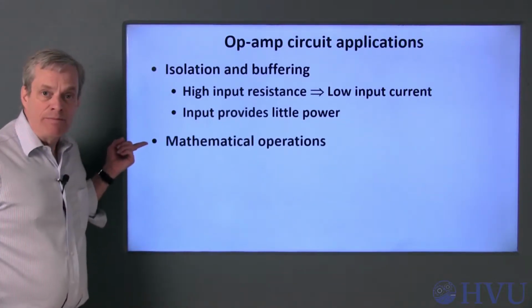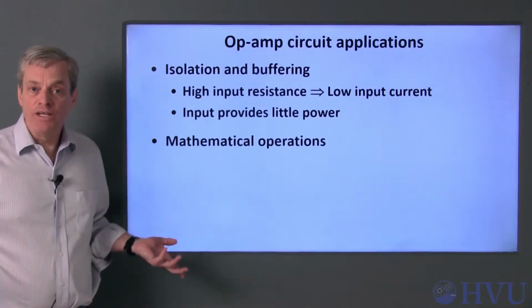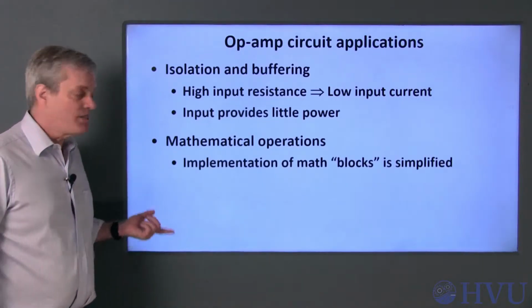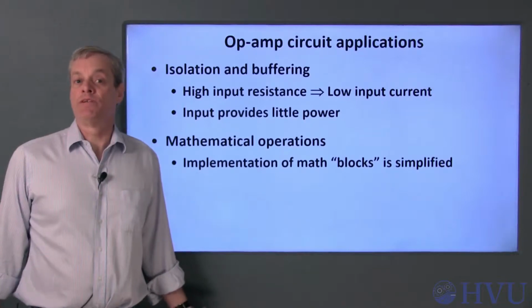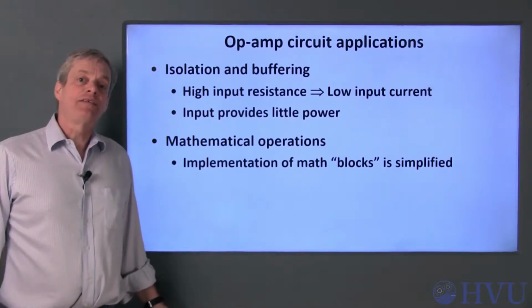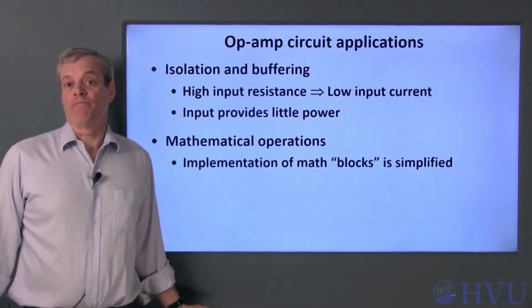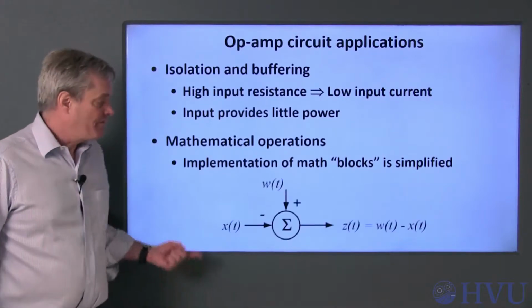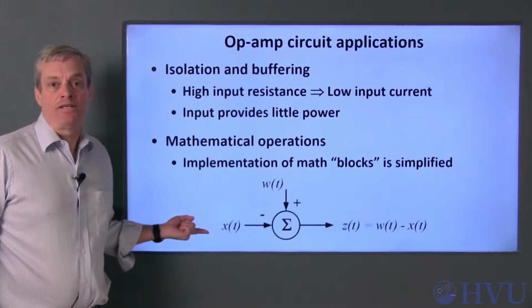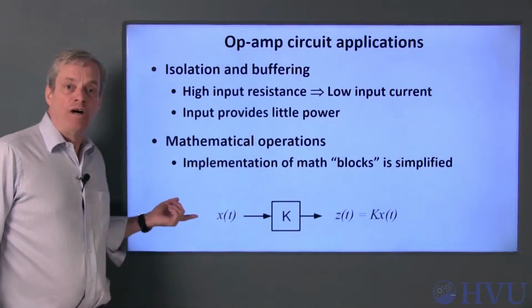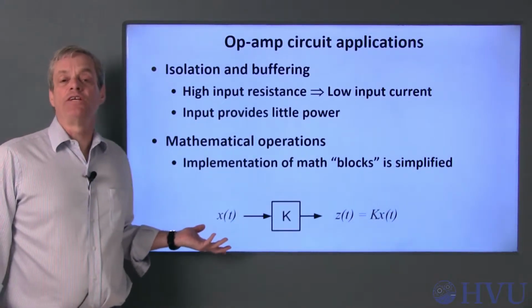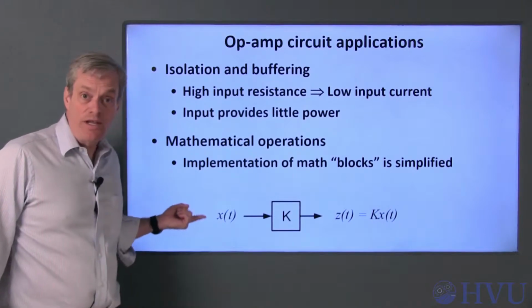Another example is the implementation of mathematical operations. When I introduced systems and block diagrams, I talked about reducing a complicated problem to basic components. These components consisted of simple mathematical operations. One of my examples was an addition process, indicated by this block diagram. Another example of a mathematical process was multiplication by a constant, as shown here.